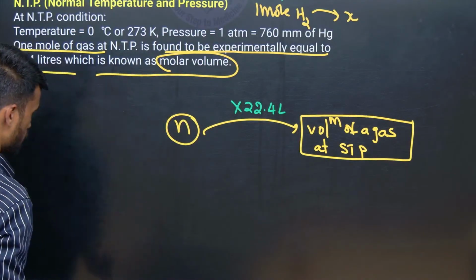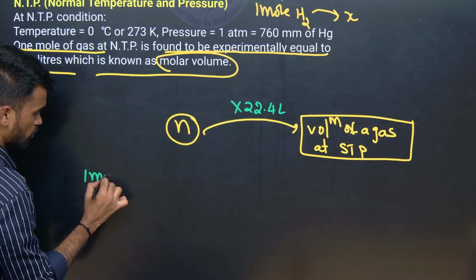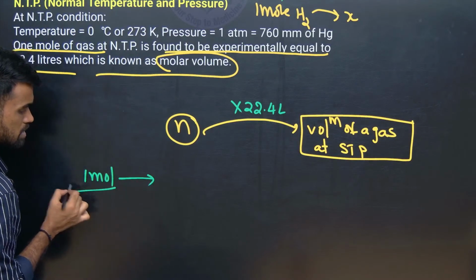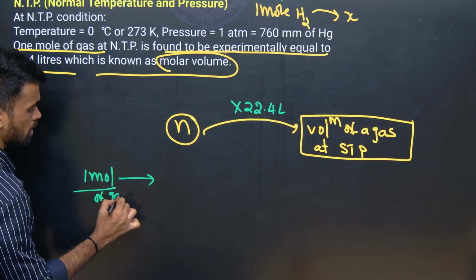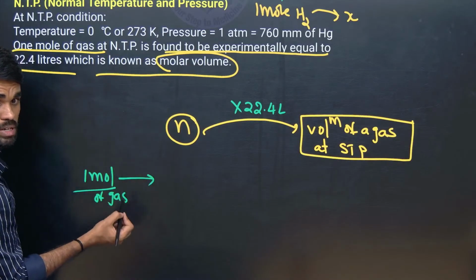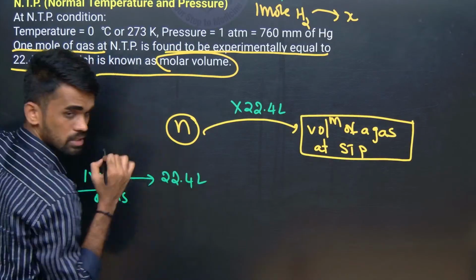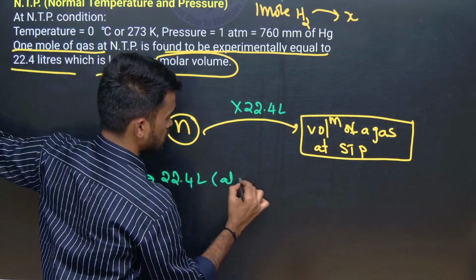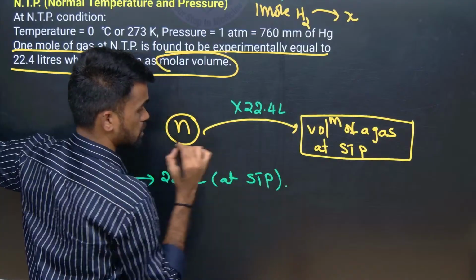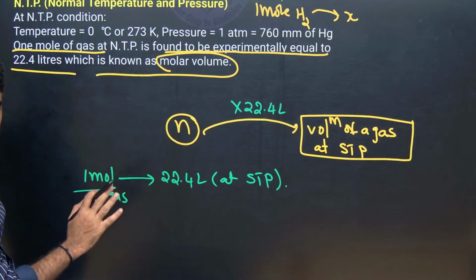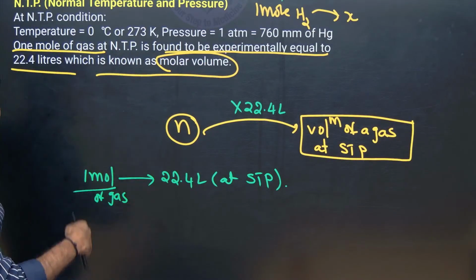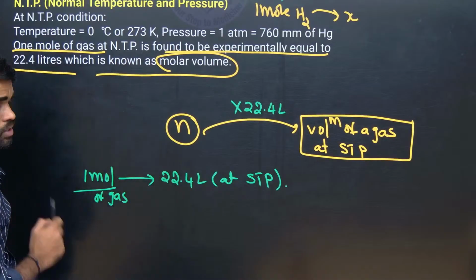Why do we multiply with that number? For example, what we know is 1 mole of any gas, how much volume does it occupy? 22.4 liters. This is at standard temperature and pressure. At this condition only; if temperature and pressure change, it will have a different volume.